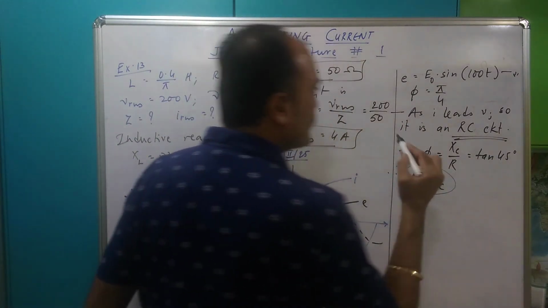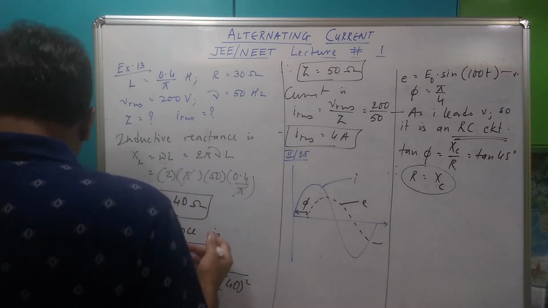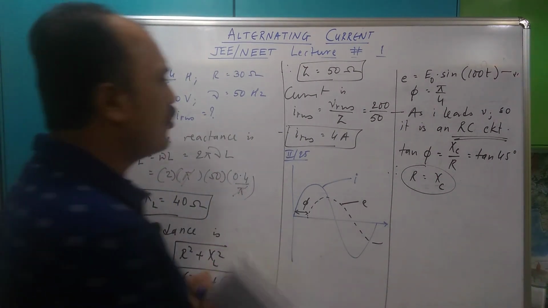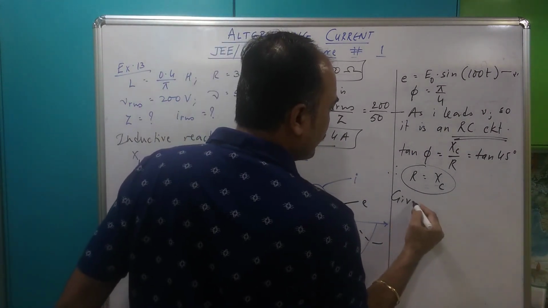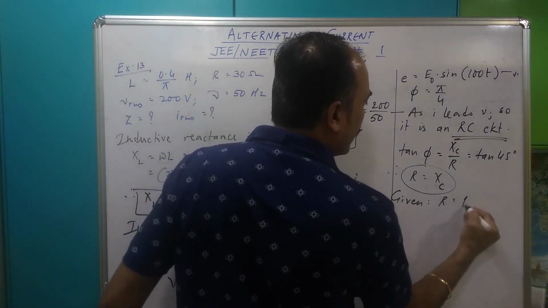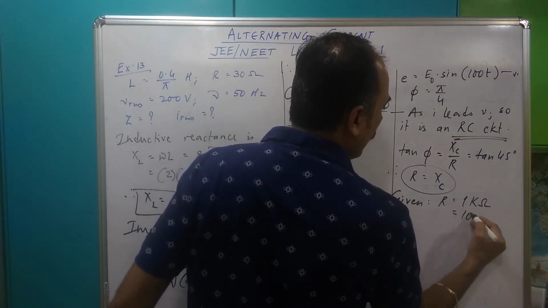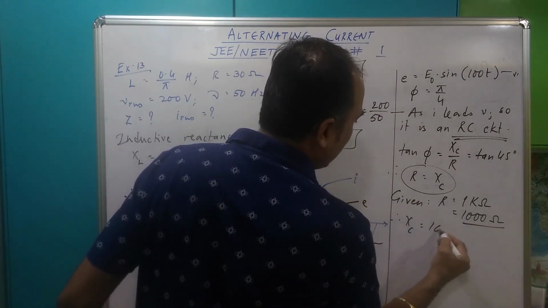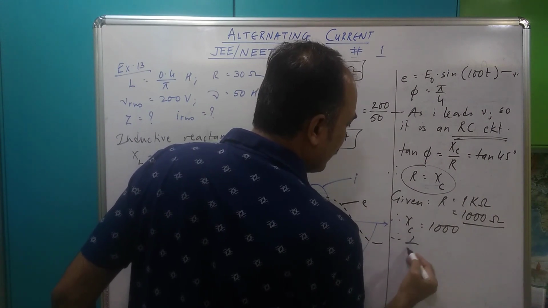First things first. Have they told us how much is the current? Okay, is there any value of the resistor? Okay, in all of them the resistor is 1 kilo ohm. Given R is 1 kilo ohm, that's 1000 ohm. So XC also has got to be 1000. And XC is what? 1 by omega C.